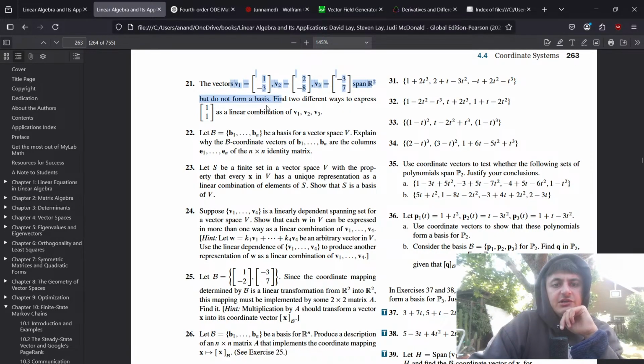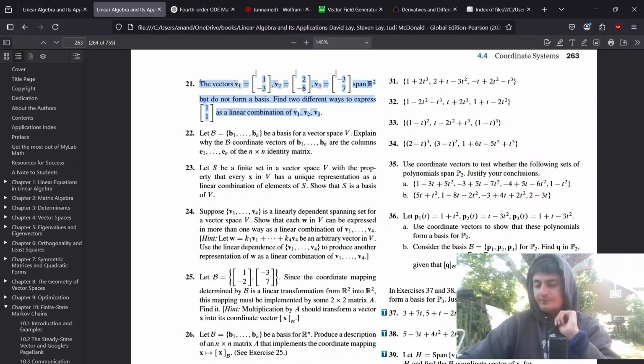All right, span R2 but do not form a basis. Find two different ways to express 1, 1 as a linear combination of... Okay, we'll do that one. I wonder what... Yeah, all right.